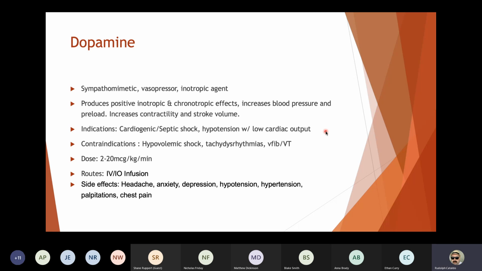Produces positive inotropic and chronotropic effects. When we get into cardiac, we're going to talk about what inotropic and chronotropic mean. And you'll see an increase in blood pressure and preload. Now, the funny thing about dopamine is it's also used in dialysis.